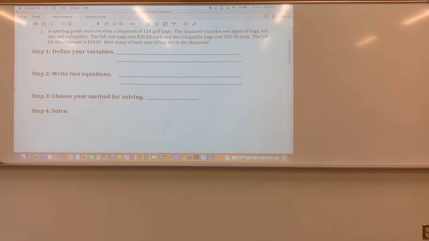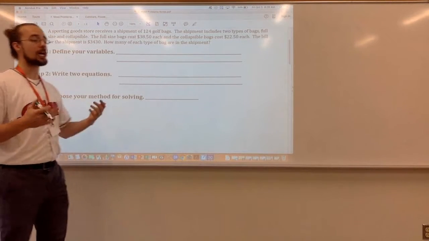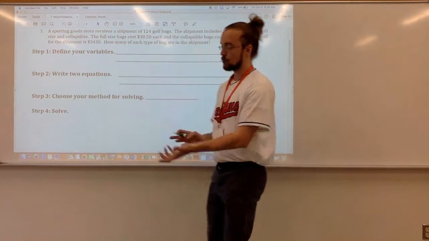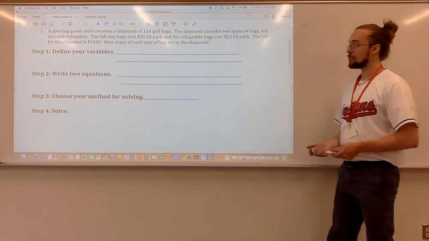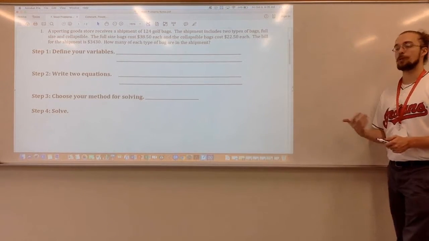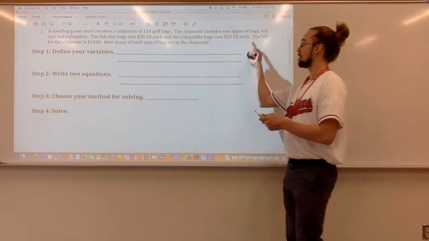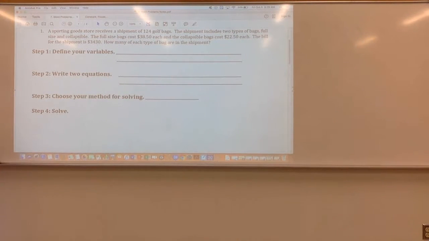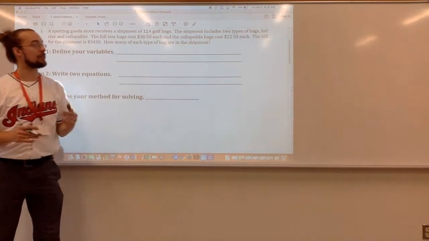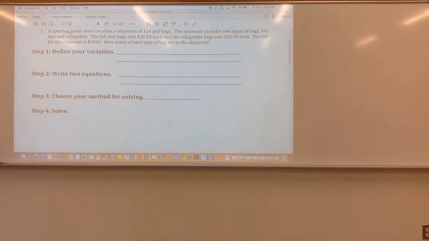It just says, a sporting goods store gets a shipment of 124 golf bags. There are two types of bags in this shipment, full-size and collapsible. Full-size bags are $38.50 each, and the collapsible bags are $22.50 each. The total cost that the store paid for these 124 bags was $3,430. And from this information, we want to figure out how many of each type of bag was ordered.